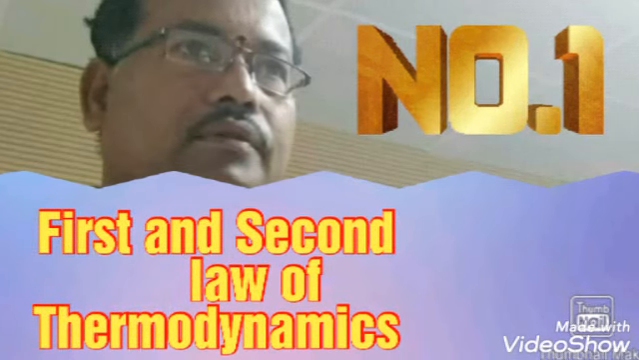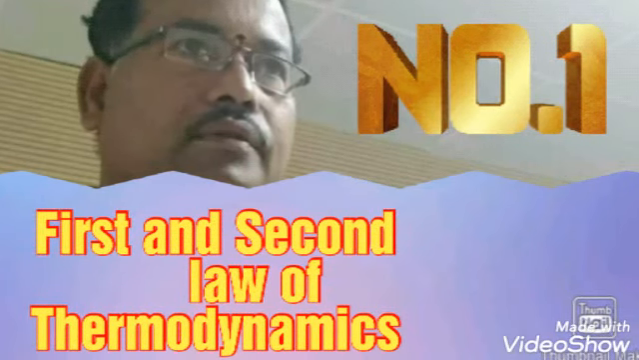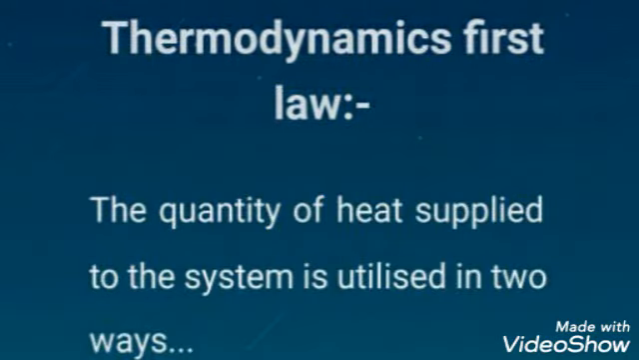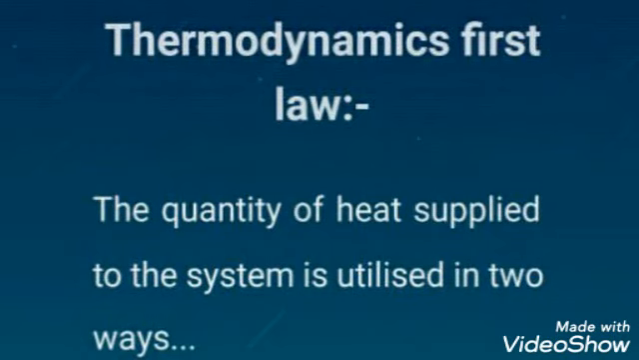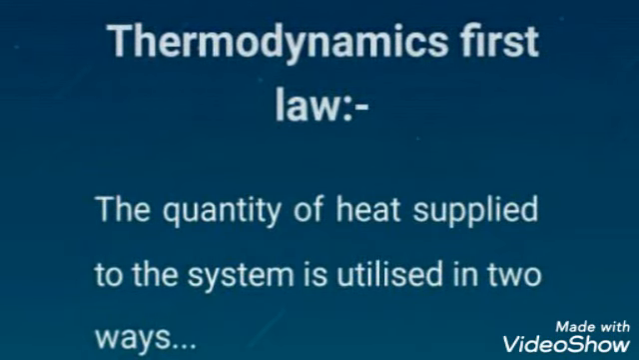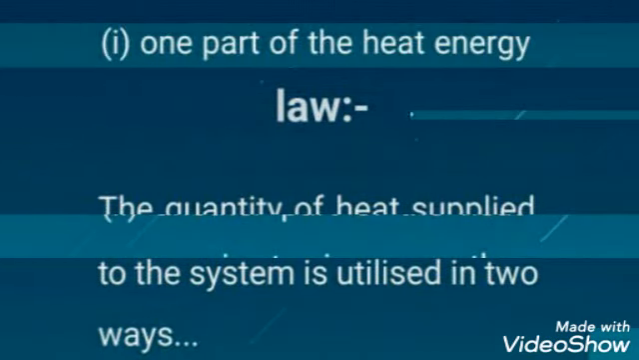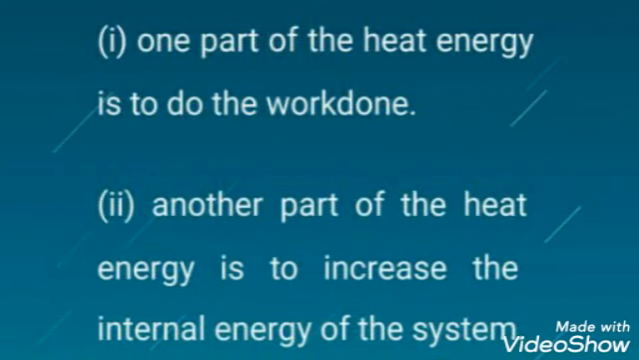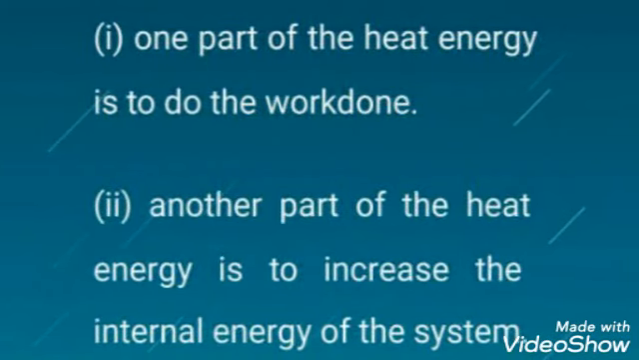So in the first law, what are we going to see? What is the mathematical form of the first law of thermodynamics? First law of thermodynamics: the quantity of heat supplied to the system is utilized in two ways. One part of the energy is utilized to do work. Another part of the heat energy is used to increase the internal energy of the system.